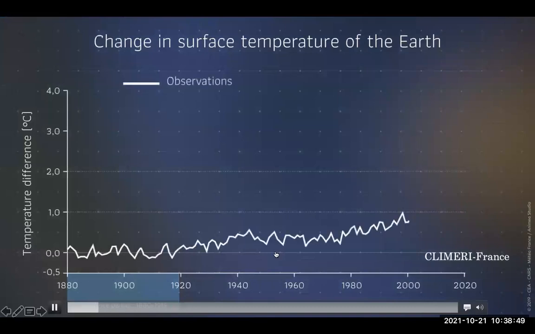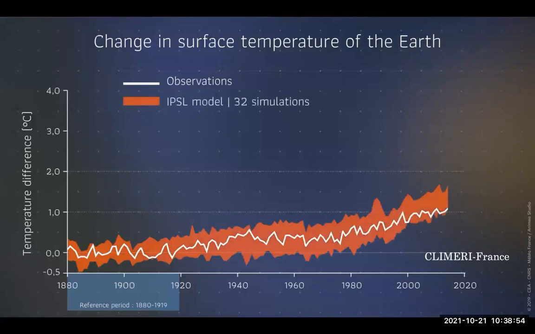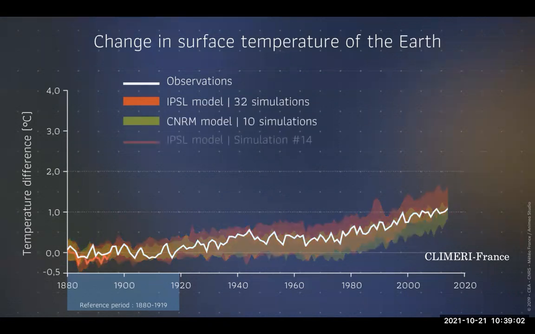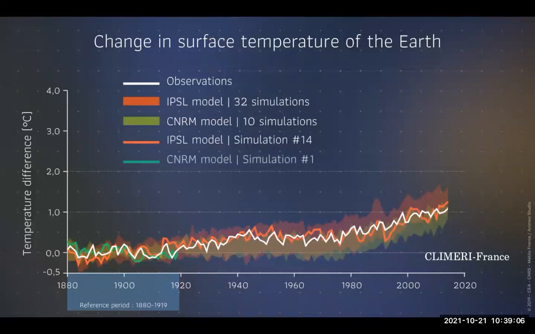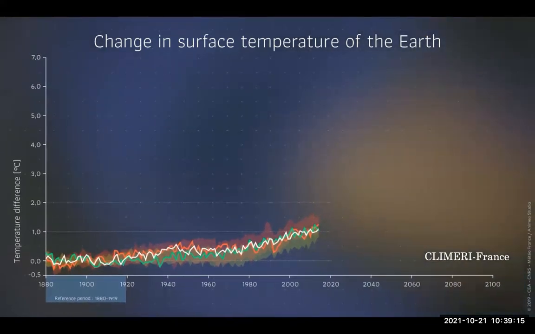Let's see also the variability. Here you have the observations that I have already showed you, and different sets of simulations with the French model from IPSL, and the other French model from Météo France. And around those sets of simulations, 32 and 10, you have one emphasized for IPSL and one emphasized for Météo France, showing that we have a range of paths.